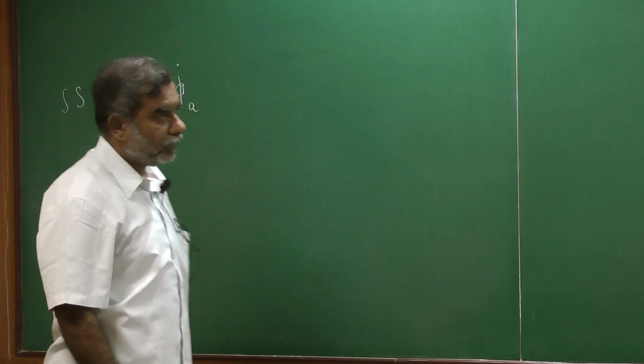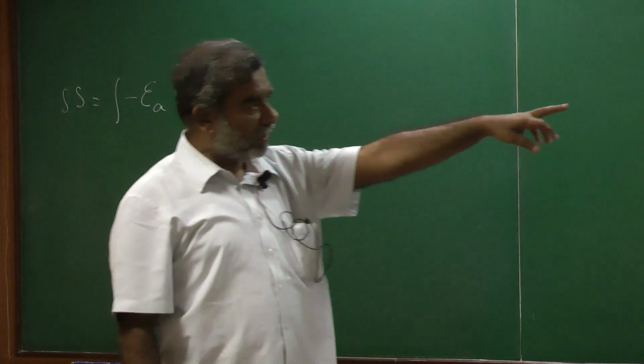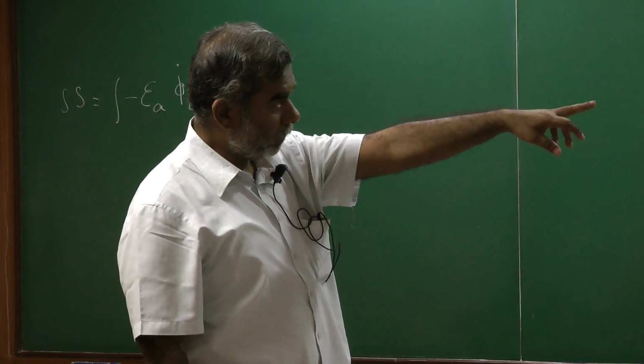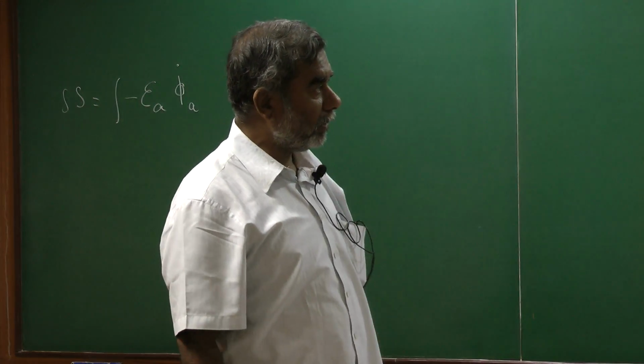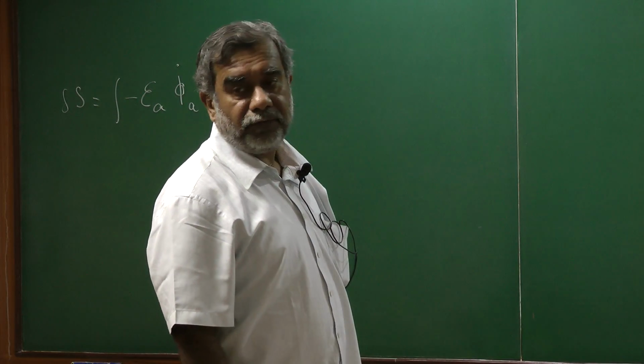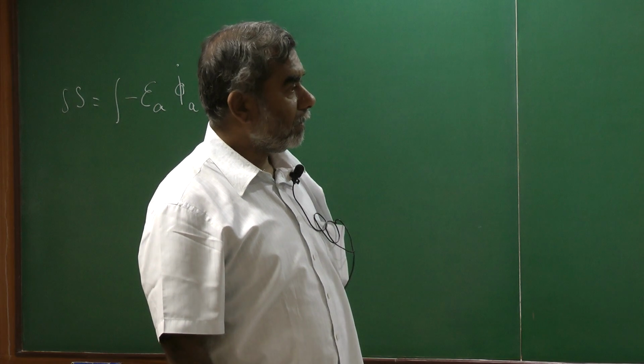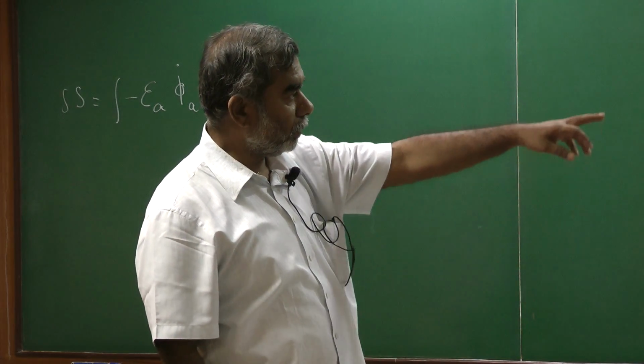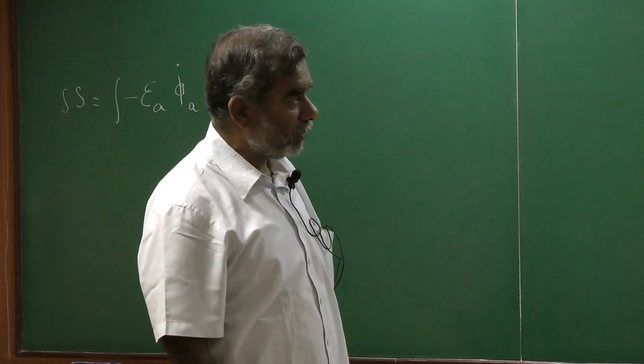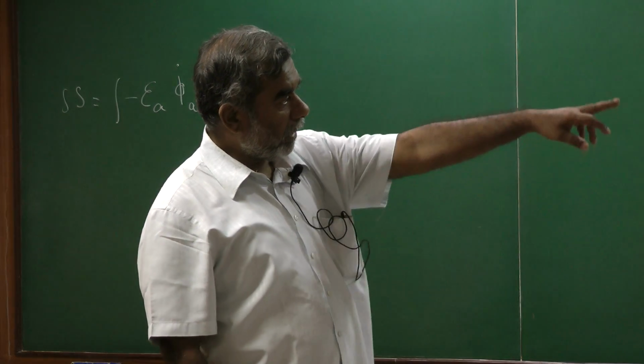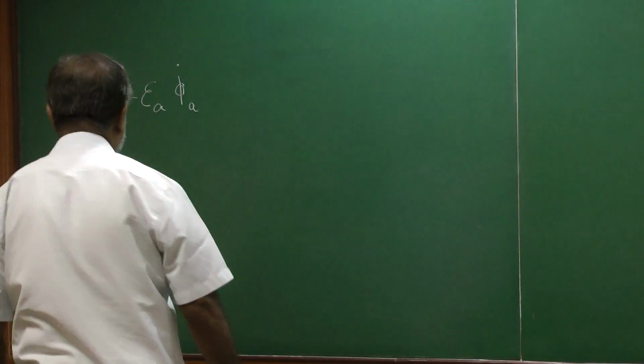Phi A is a function of Q and P. And you see it appears as del phi del Q times Q dot. That's del phi del Q dot, that's basically phi dot. Okay? It's clear, yes? Good. So I have taken into account the first two terms, and then I write the last two terms.